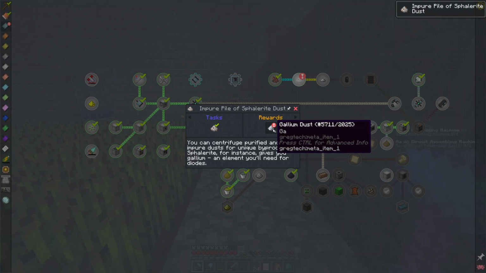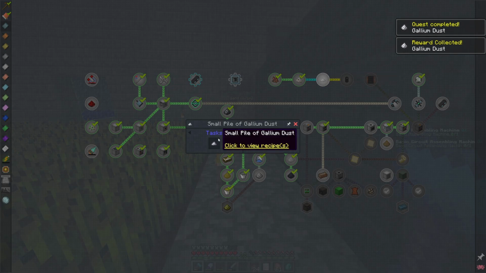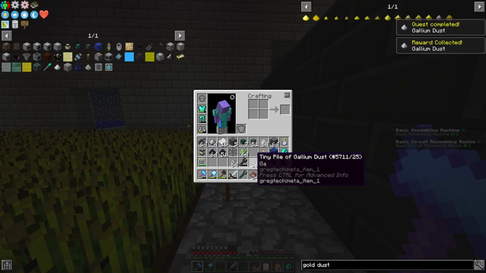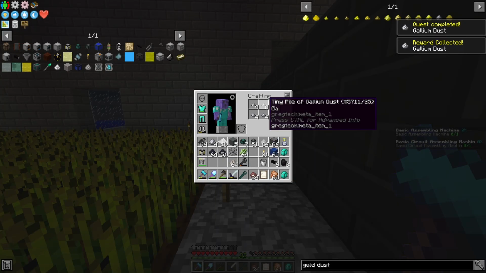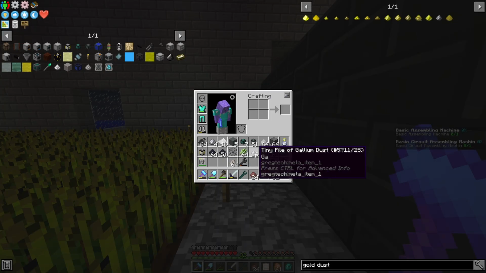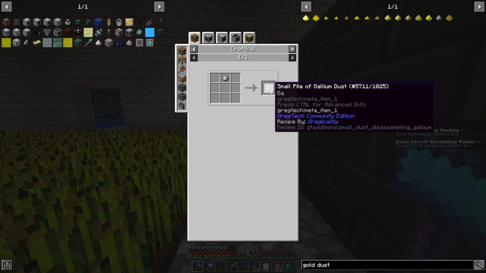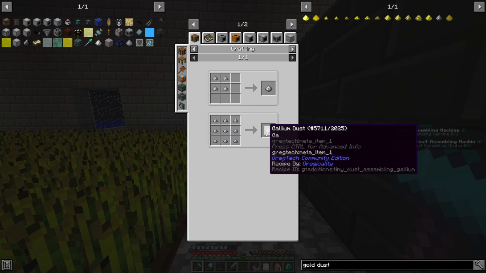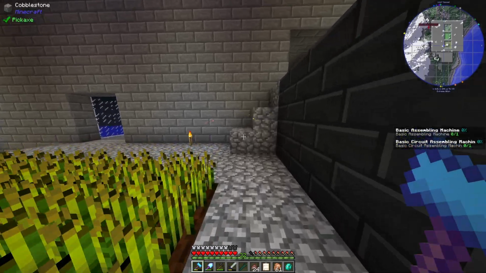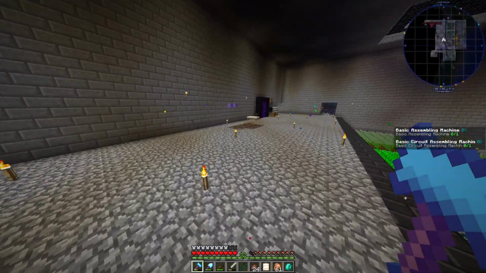What else do we have? We get some gallium out of that. Small pile of gallium. We have tiny piles of gallium. Not super big deal. How do we make the small piles? Let's see. Small piles. It's just a regular dust. Okay. We have 4 dusts. It gave us from the quest, thankfully.